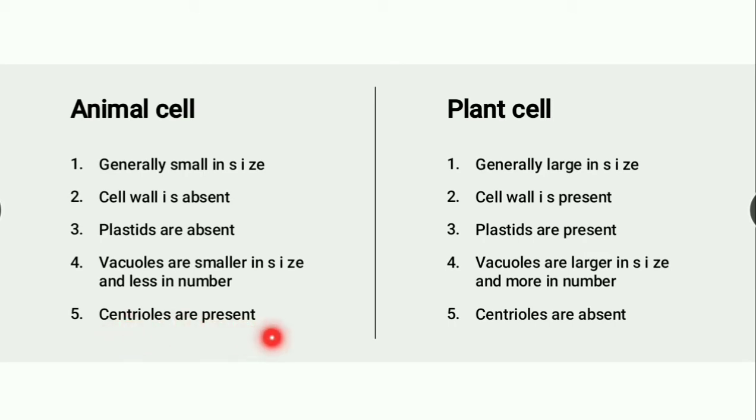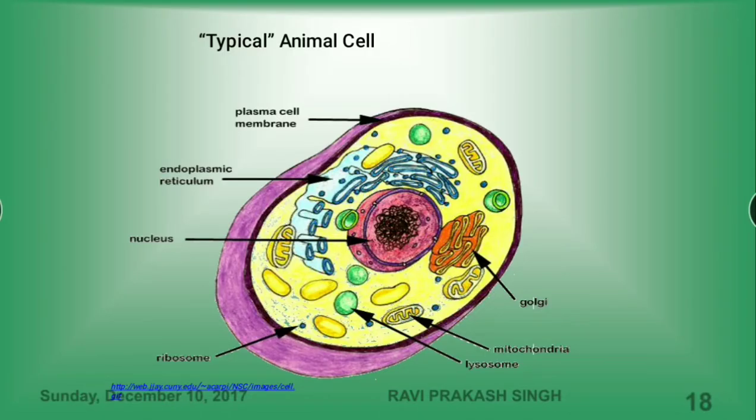Then centrioles are present in animal cell, centrioles are absent in plant cell. Centriole is an organelle that is present in animal cell, whereas it is absent in plant cell. So this is the diagram of a typical animal cell. When you are drawing that diagram, you can refer to this picture. So it is very clear.